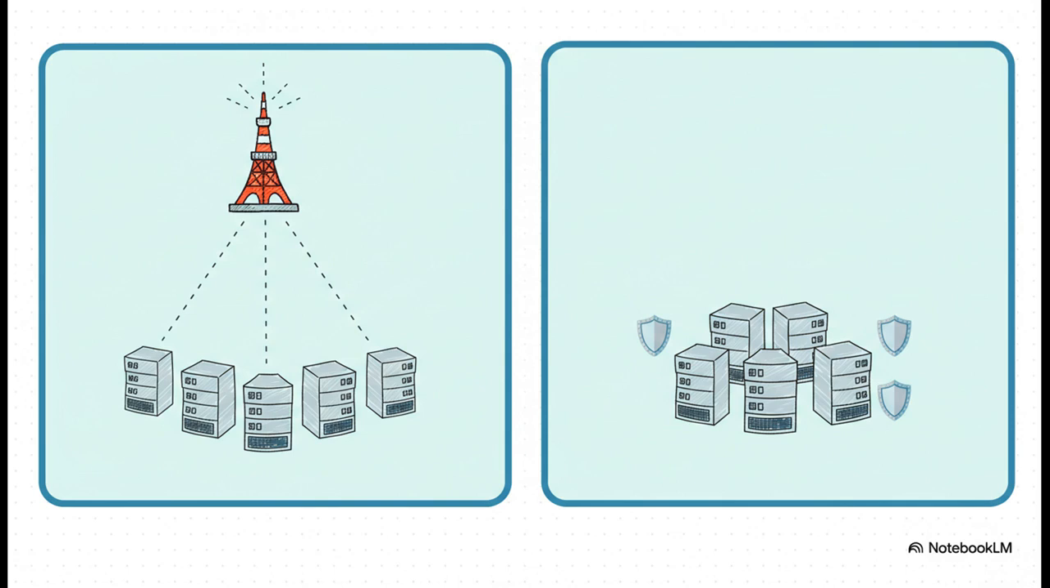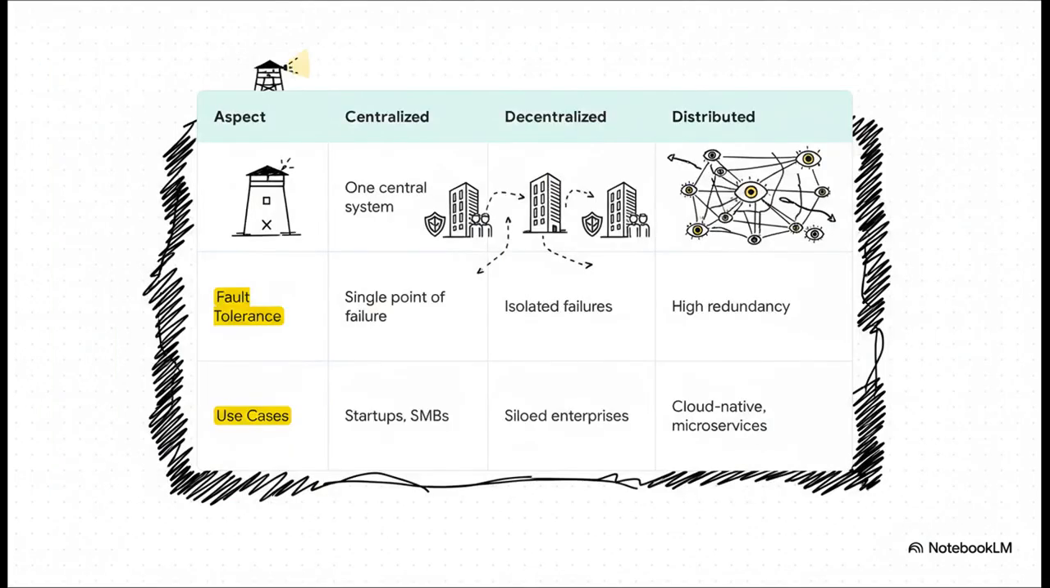Or do you put guards everywhere and make each one responsible for their own little patch of land? Let's dig into how this plays out. First, you've got the centralized, or watchtower approach. It's simple, which is why it's great for startups and smaller systems. But, and it's a big but, it's also a single point of failure. If the tower goes down, you're blind.